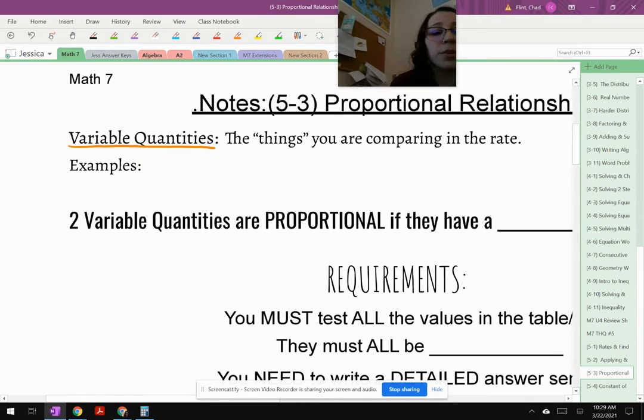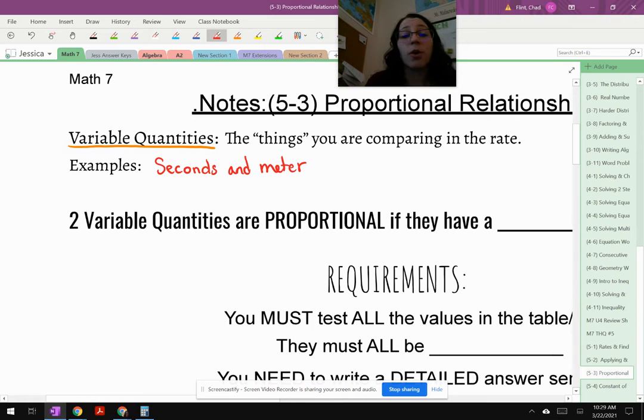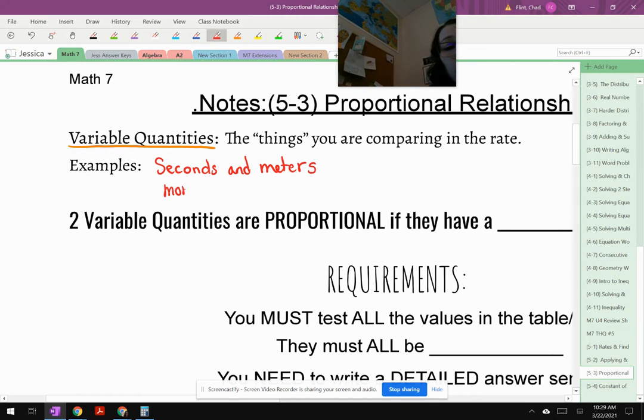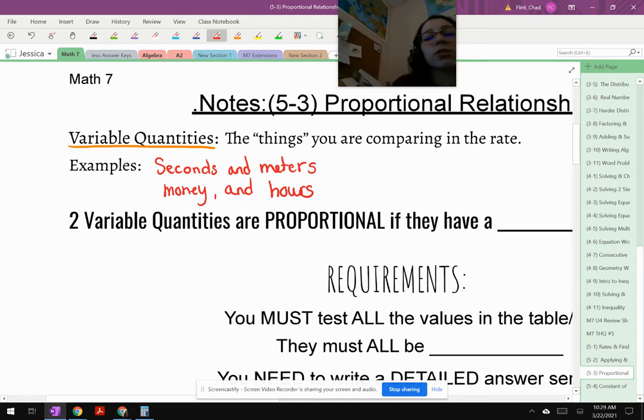So, for example, when we're talking about variable quantities, it could be something like seconds and meters, if you're talking about how many meters you can go per second. Or another example could be something like how much money and hours, how many dollars you make per hour. Those are just the variable quantities, the two things that you are comparing.